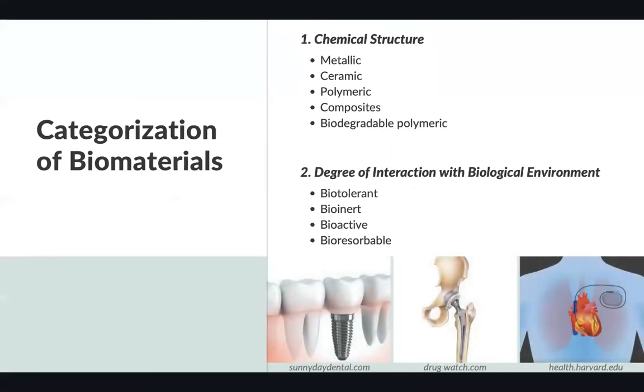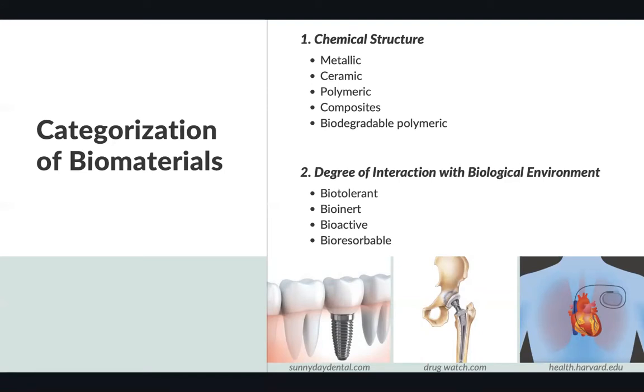The categorization of biomaterials can be split up into two main categories. First, we have the chemical structure category, and then we have the degree of interaction with biological environment category. So the first type of chemical structure is the metallic structure. The first metal alloy developed for human use was vanadium steel, which is typically used to make bone fracture plates and screws. And biocompatibility is very important in metallic implants because the metal can potentially corrode.